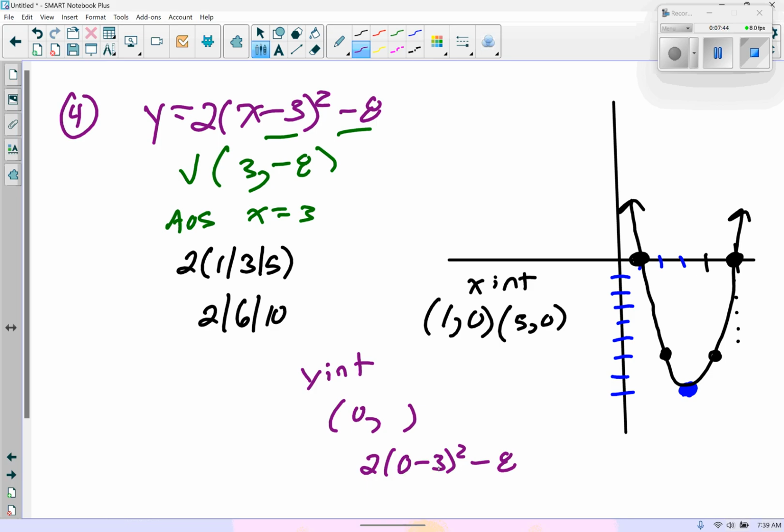So that's going to give me -3. -3 squared is 9. So I get 2 times 9 minus 8. So that's 18 minus 8, which is 10. So my y-intercept's at 10. So that's way up here. Okay, which our pattern graph would have gotten us to.